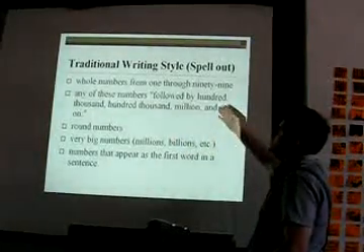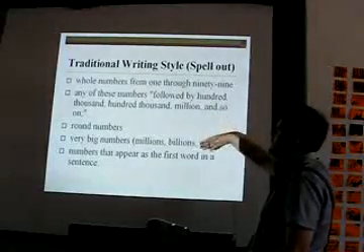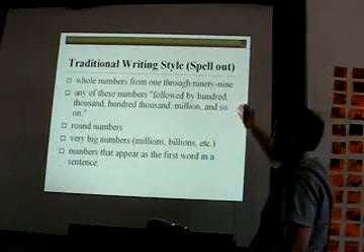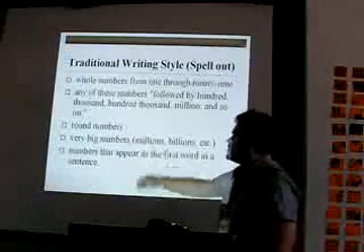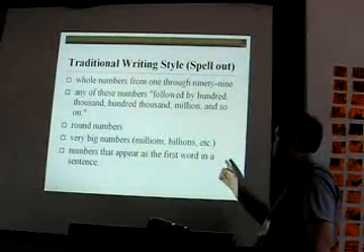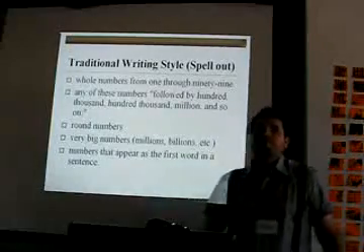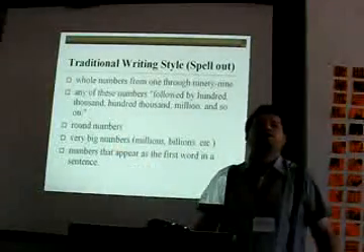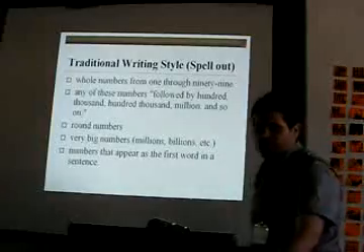spell out the whole numbers from 1 through 99, any of those numbers followed by hundred, thousand, million, and so on. Round numbers, very big numbers, and numbers that appear as the first word in a sentence. So this is the printing style of writing numbers.